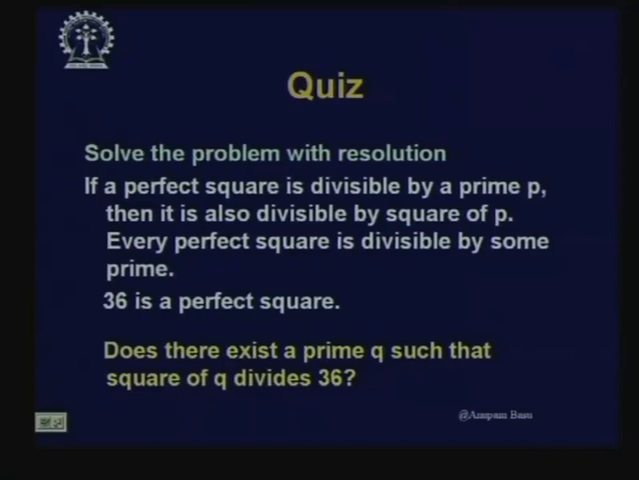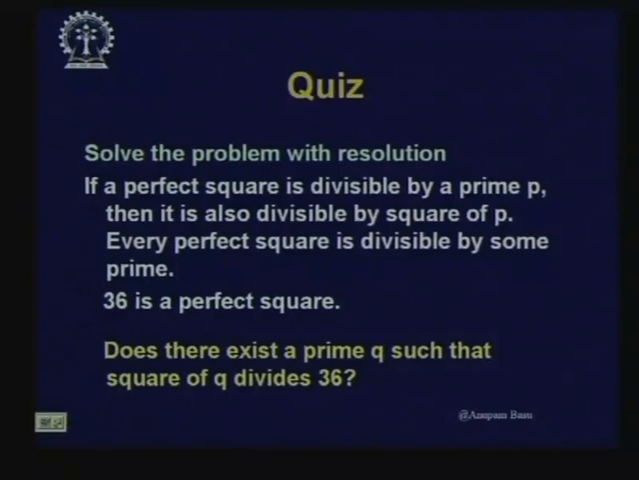Next, before concluding this lecture, in between let me give you a quiz and you quickly copy that out. Solve the problem. This is the problem we solved in the last lecture using other inference mechanism, but the same problem you try to solve using resolution. So, this is the same problem. If a perfect square is divisible by a prime p, then it is also divisible by the square of p. Every perfect square is divisible by some prime. 36 is a perfect square. Does there exist a prime q such that the square of q divides 36?